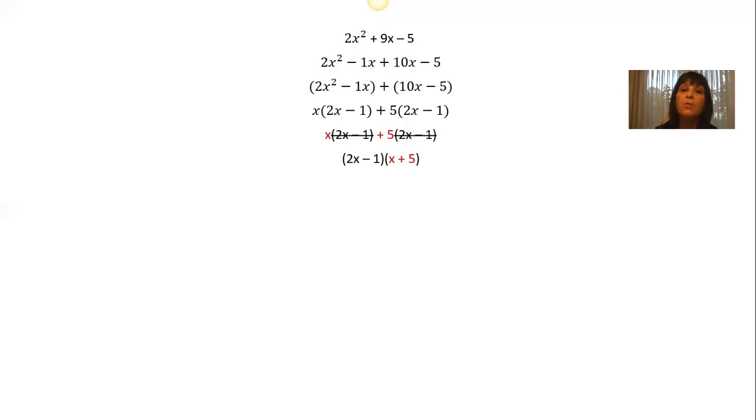So my final answer for this is 2x minus 1 times x plus 5, and again, to check this, we would use some method of multiplication of polynomials, probably FOIL, but you can also use some kind of distributive property. This concludes my lesson. Hopefully you were learning this, and hopefully you can see that you do not need any type of trial and error to solve these problems.